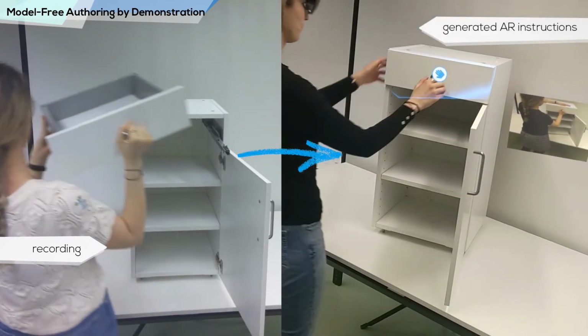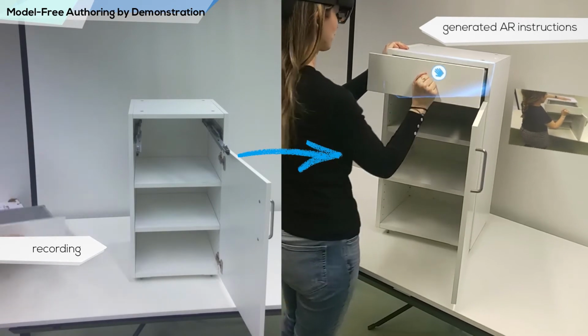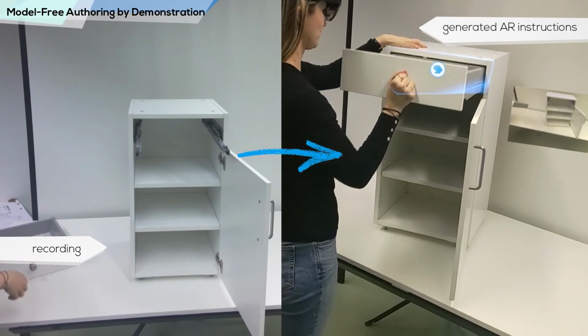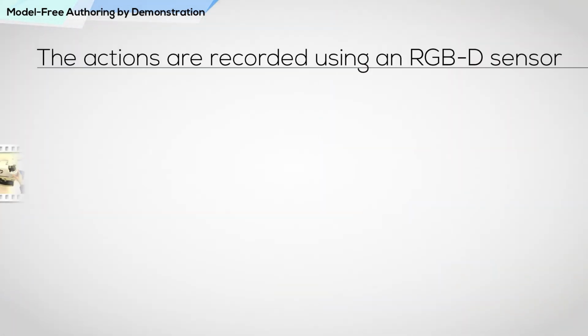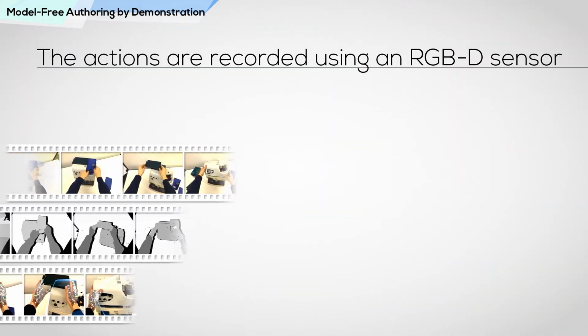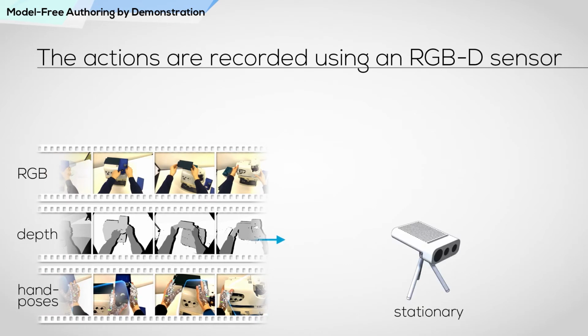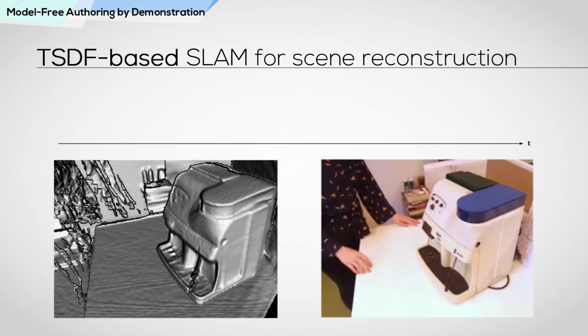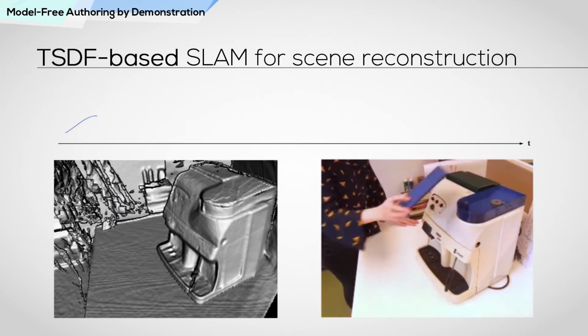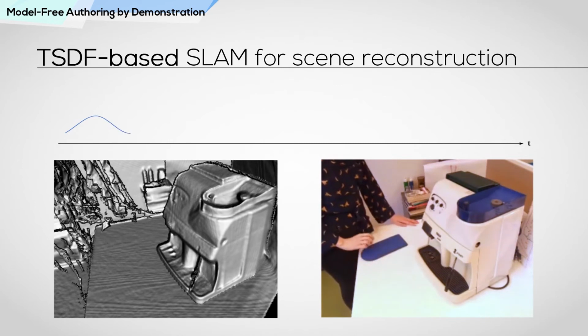We introduce a method that allows model-free authoring and replaying of augmented reality 3D instructions using only user-captured demonstrations as input. The actions are recorded using an RGBD sensor, which can be stationary, handheld, or head-worn, on top of an augmented reality head-mounted display. At our method's core lies a 3D scene reconstruction created by a TSDF-based SLAM system.